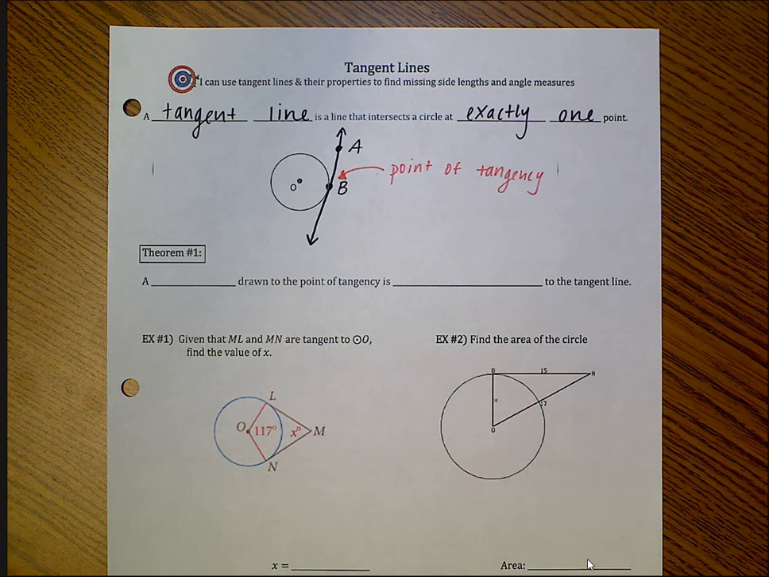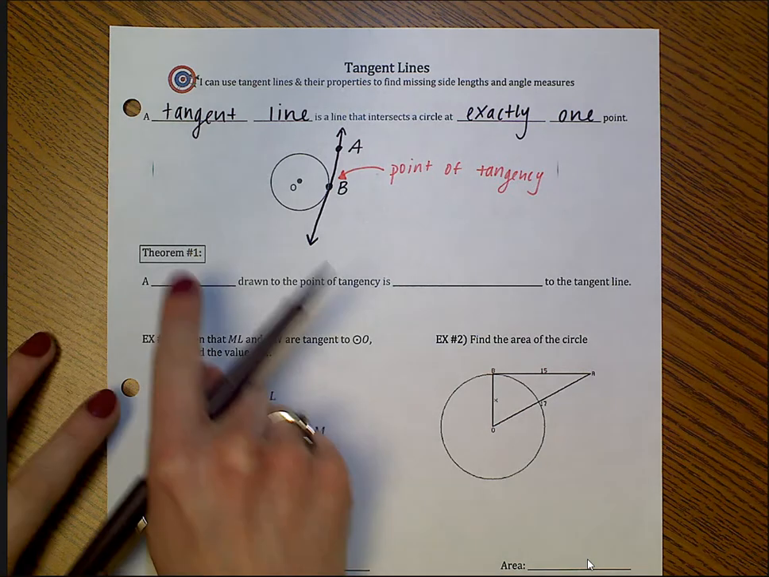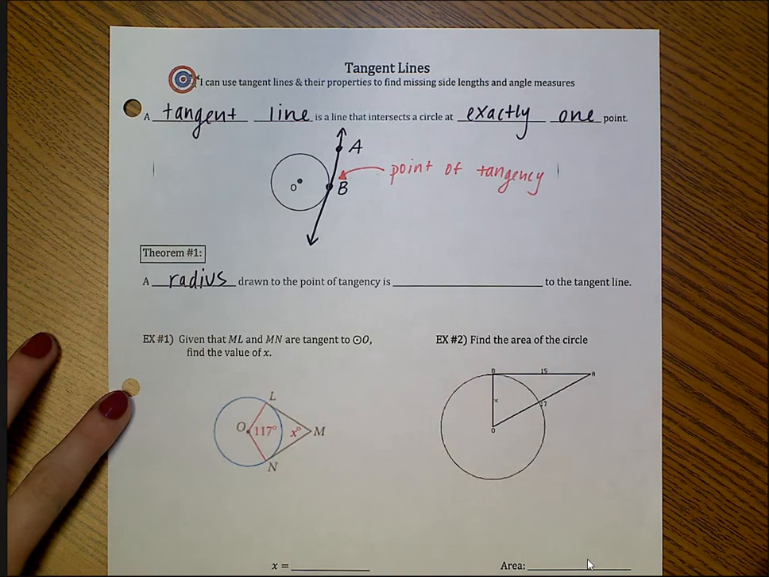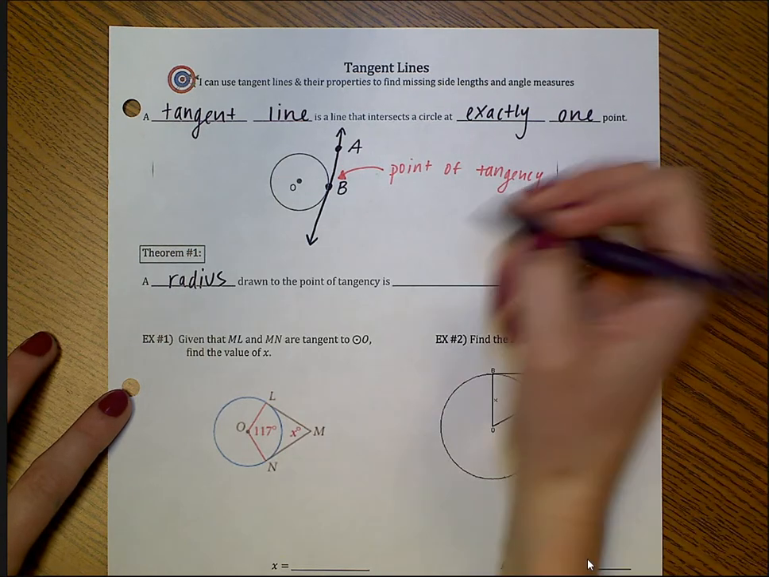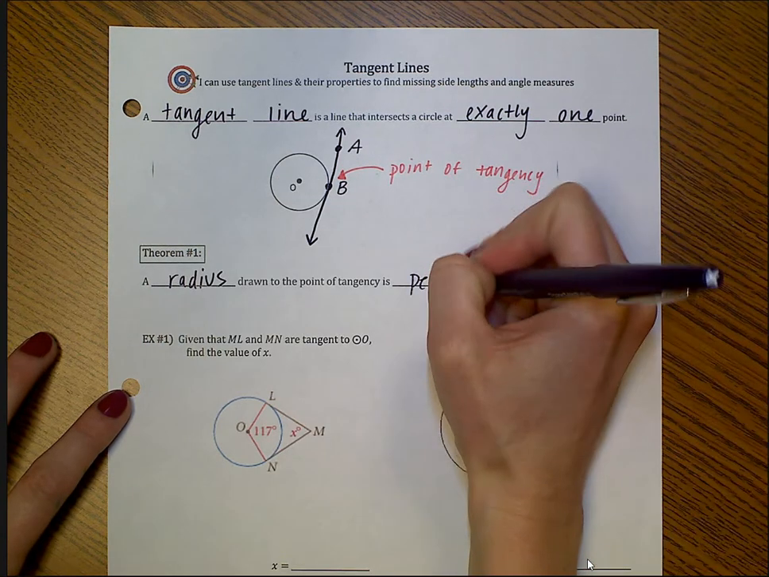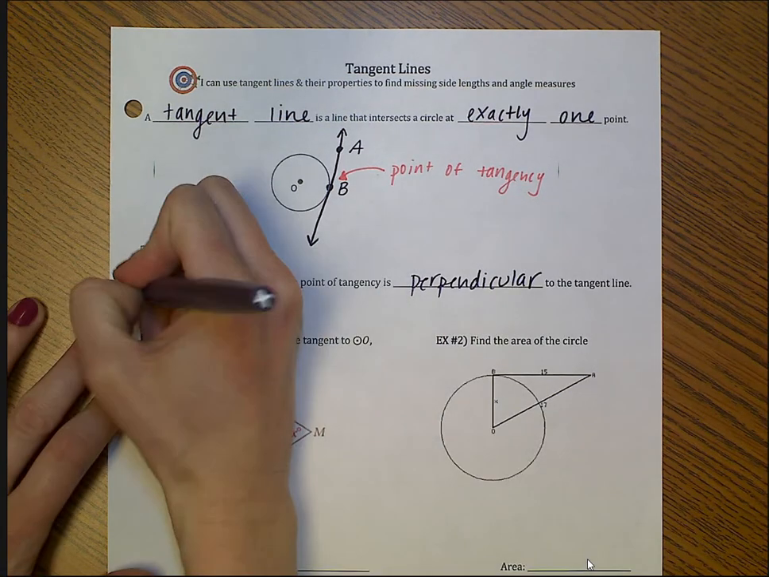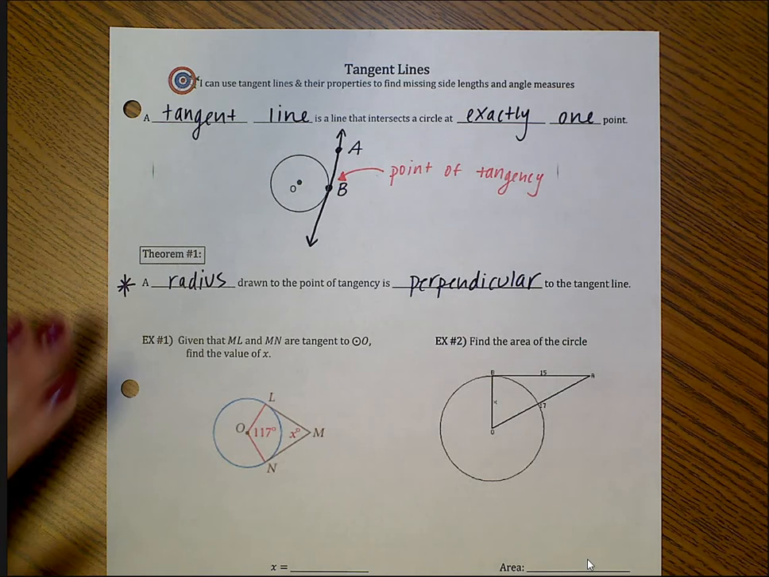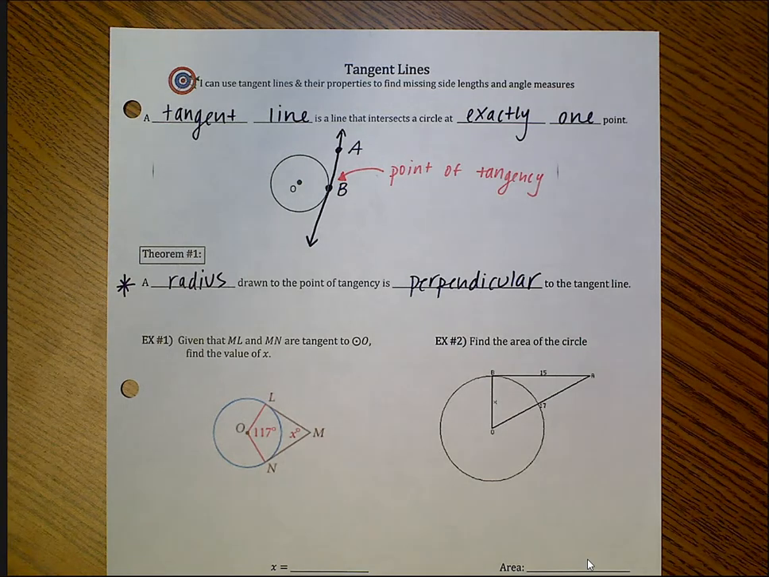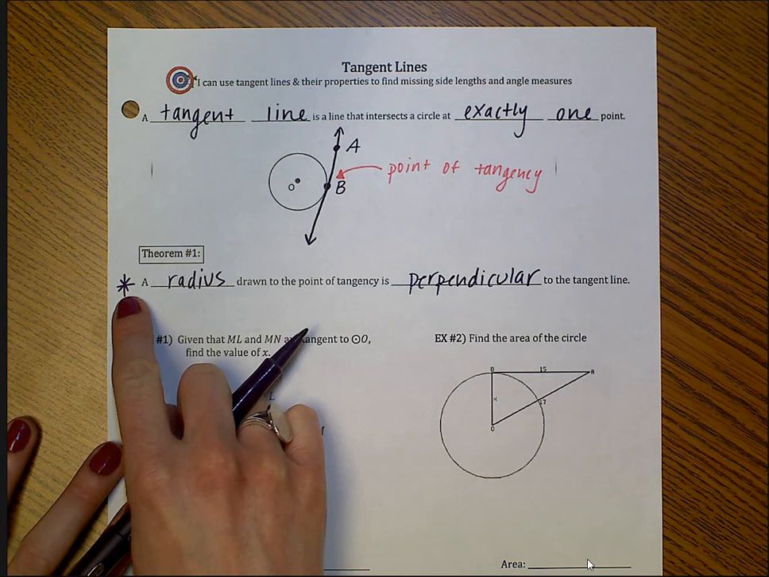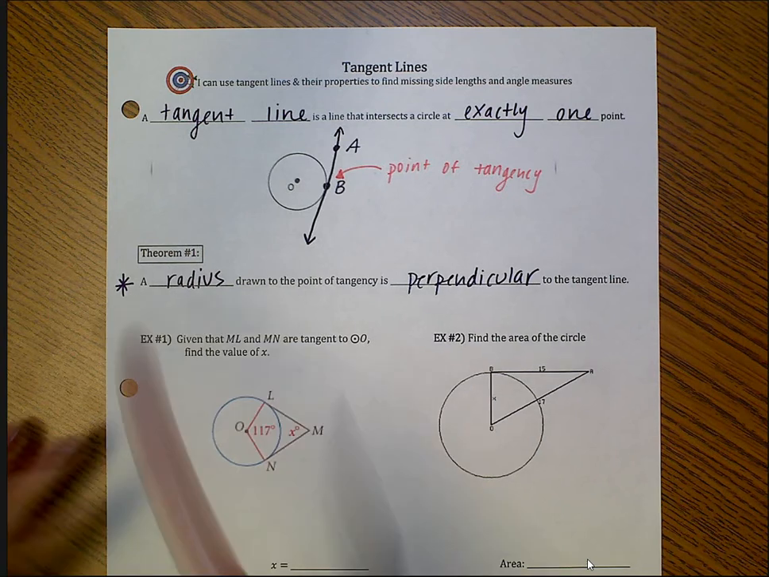Now, there's 2 theorems that go along with tangent lines. So 2 things that we can prove, we're just going to point them out. The first theorem says a radius drawn to the point of tangency is perpendicular to the tangent line. And honestly, you guys, the second theorem is kind of an afterthought to all of this. So really, this first theorem is what you need to know to be able to complete these types of problems. So I put a star there.